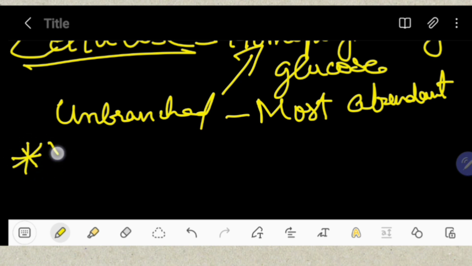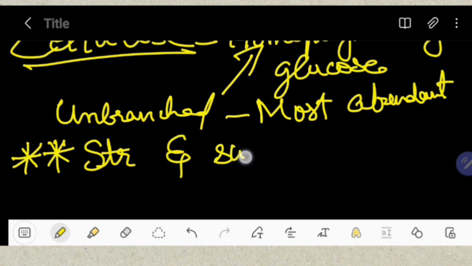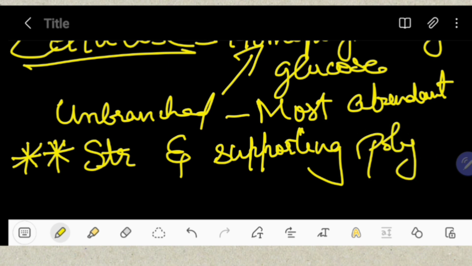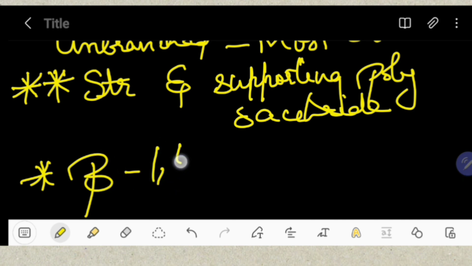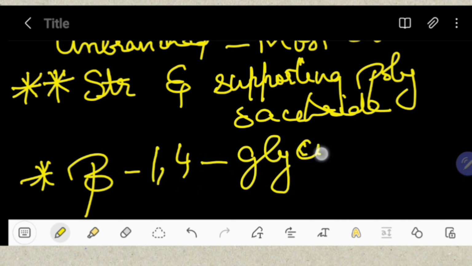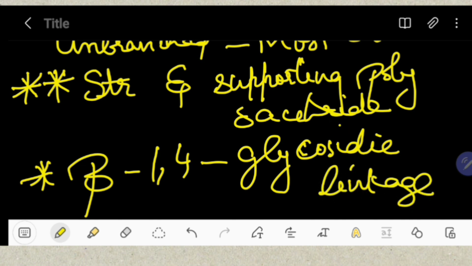An important point, very important point to be noted: cellulose is a structural and supporting polysaccharide, and it shows a beta 1,4 glycosidic linkage. It shows beta. Alpha 1,4 glycosidic linkage was shown by maltose.